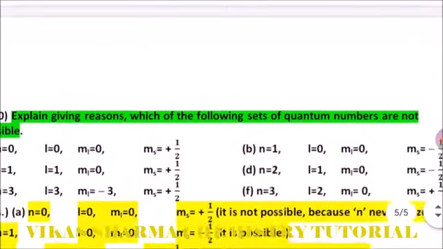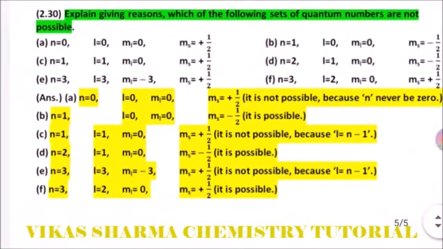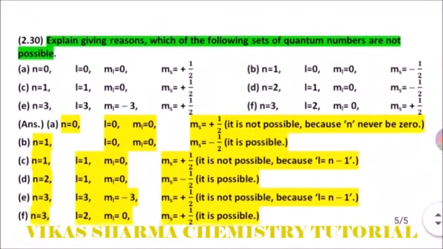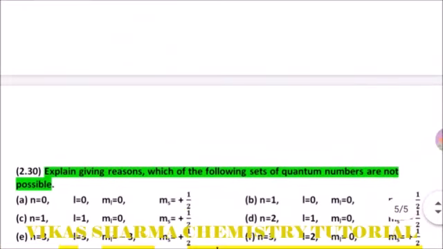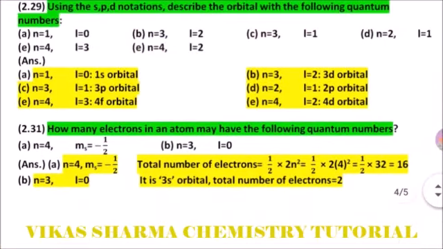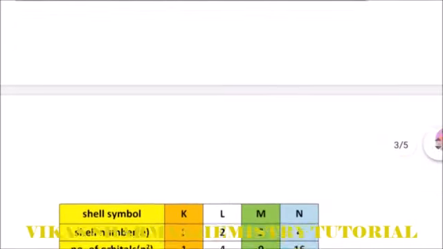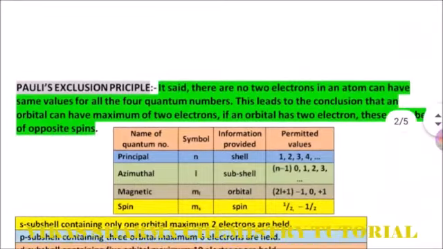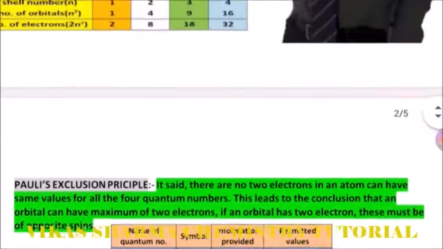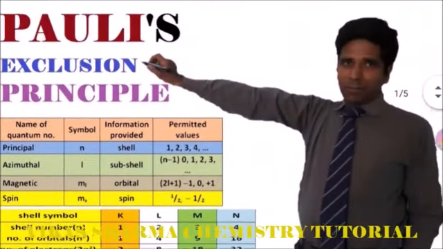So student, I hope you understood everything about the principal quantum number and azimuthal quantum number, and whether an orbital is possible or not. You can use the pause option, and watch this video again and again to understand all the topics. Thank you very much.